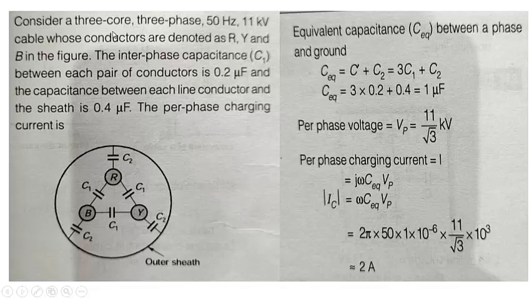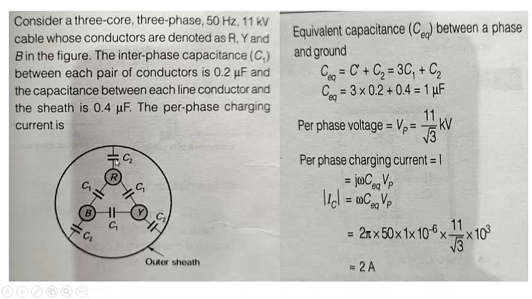Now this is also asked in the same GATE exam, that is 2010. You can see it considered a 3-phase, 3-core, 3-phase 50 Hz 11 kV cable whose conductors are denoted by R, Y and B. The interphase capacitance C1 between each pair of conductors is 0.2. Usually in the class I have denoted this to be C1, that is the capacitance between conductor and sheath, but here it has changed its nomenclature. It has named the capacitance between the conductors as C1 and the capacitance between conductor and sheath as C2. So there is a little bit of a twist.